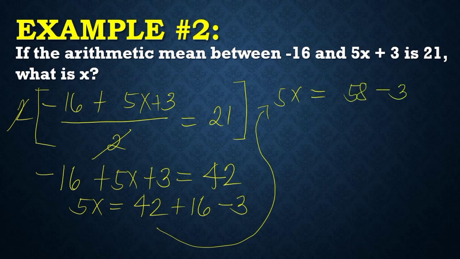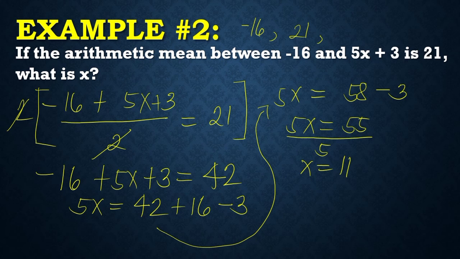Minus 3. So, 5x is equal to 58 minus 3, that is 55. Dividing the whole equation by 5, x will be 11. Now, i-substitute natin yung x equals 11 sa 5x plus 3. Okay. So, negative 16 muna. Lista natin. And then, yung arithmetic mean, 21.